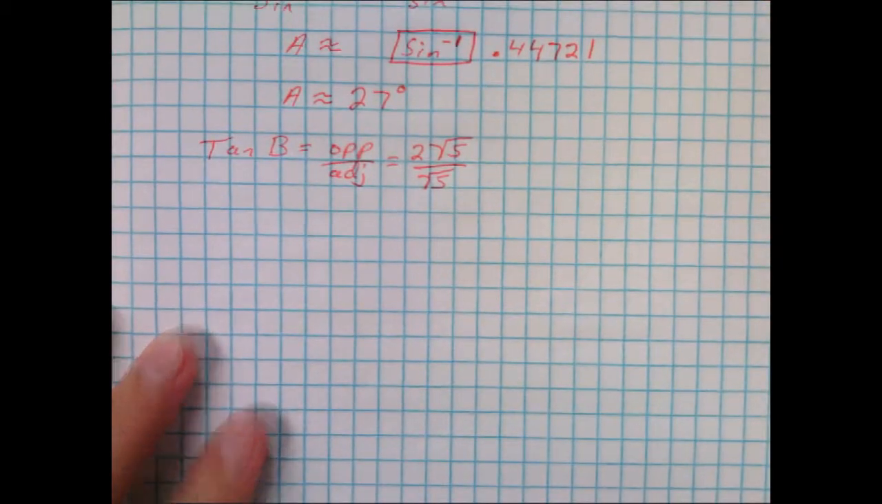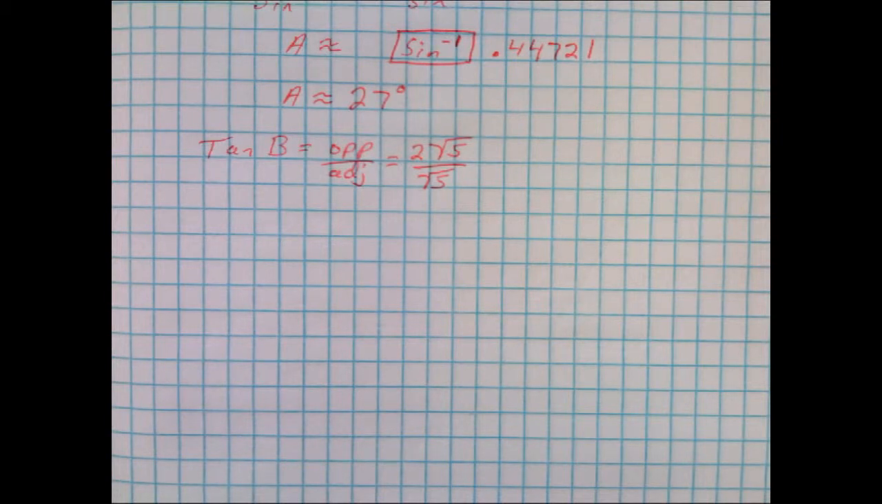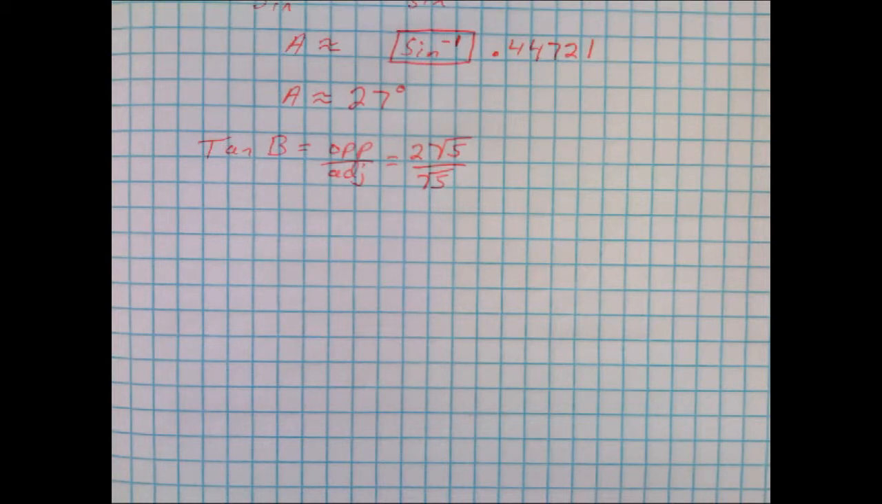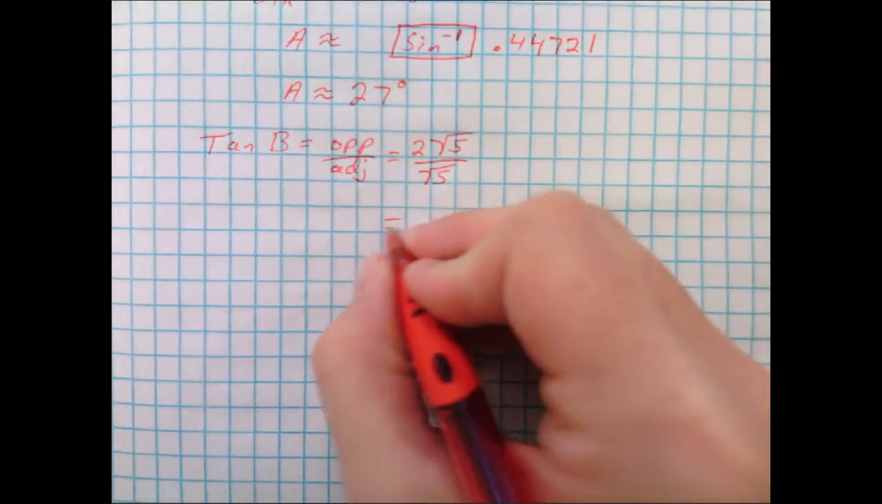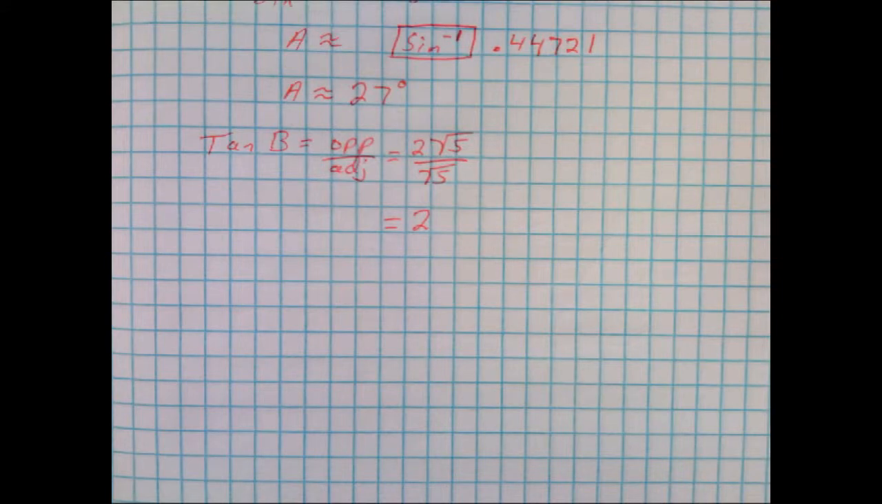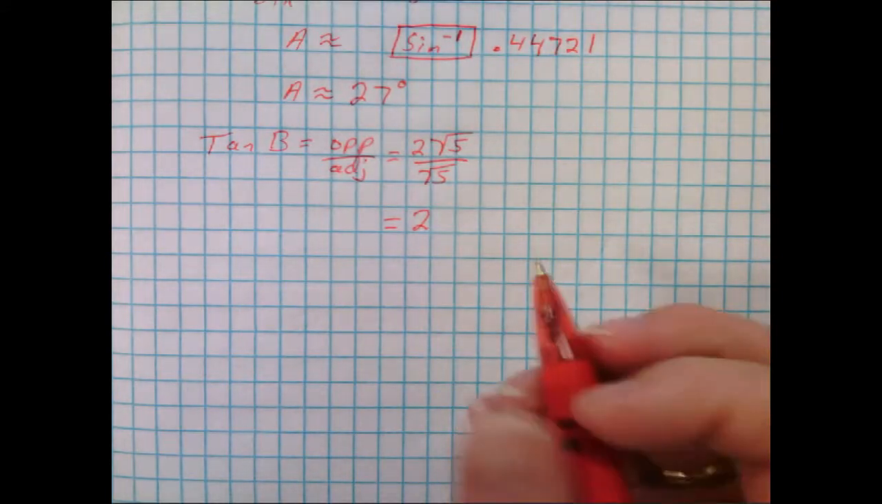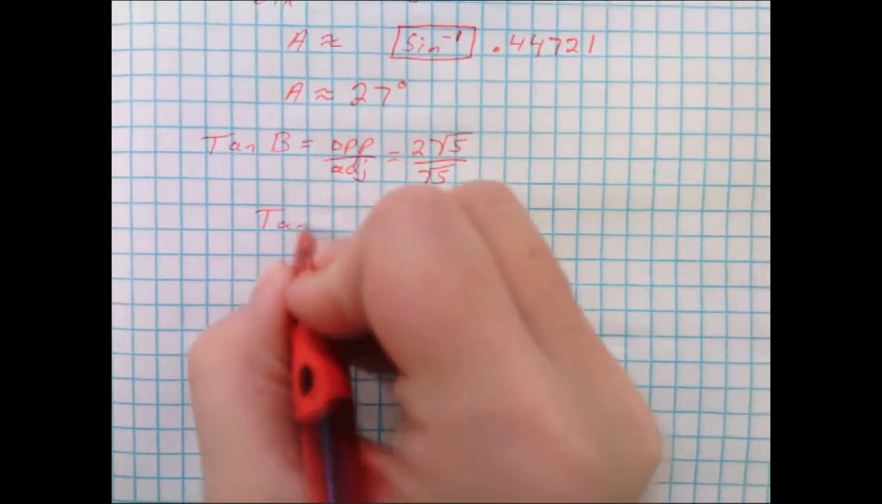Alright, so I'm going to go ahead and slide up here. So on my calculator, I'm just going to type that in to get a decimal answer. So I want 2 square root of 5 and I'm going to be dividing that by the square root of 5. And I come up with 2. Your square roots cross out, so we're left with 2. Okay? Alright, so great job there. So this is still tangent of B.